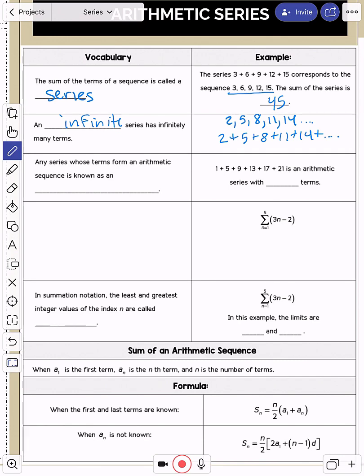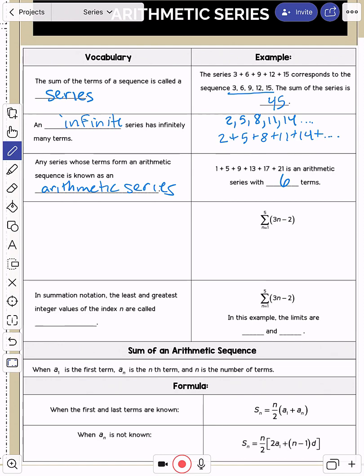And any series whose terms form an arithmetic sequence is known as, you guessed it, an arithmetic series. So 1, 5, 9, 13, 17, 21, if we add them all up, it's an arithmetic series with 1, 2, 3, 4, 5, 6 terms. So the relationship is the sequence is a list of numbers, the series is the sum of those numbers.